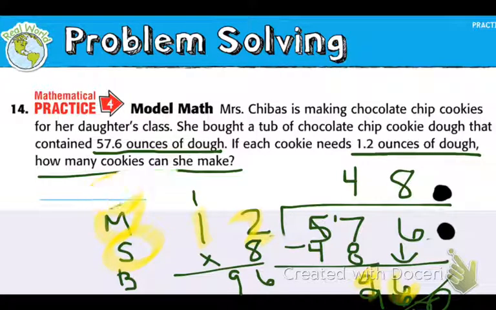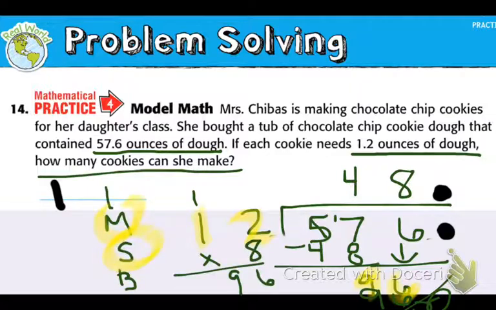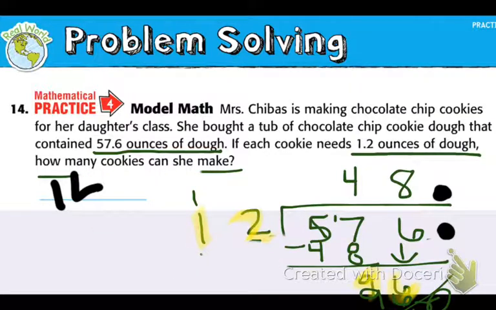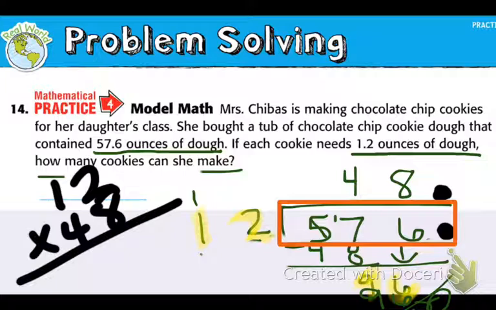So let's go back to the original question. How many cookies can she make? Well, 48 times 12, oops, my pen, let's try it again, 12 times 48, you can write it either way, right, commutative property. We should get 576. If we don't get that, then we know we got the wrong answer.